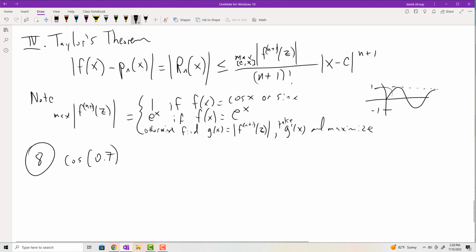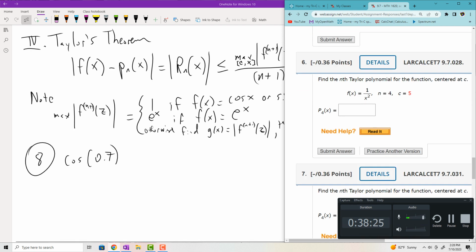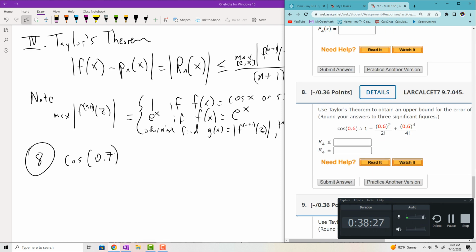Okay, so anyways, cosine of 0.7, and the homework, what they're going to do, am I recording? Please tell me I'm recording. Yes. Okay. So this is number 7. No, it's number 8. Okay.